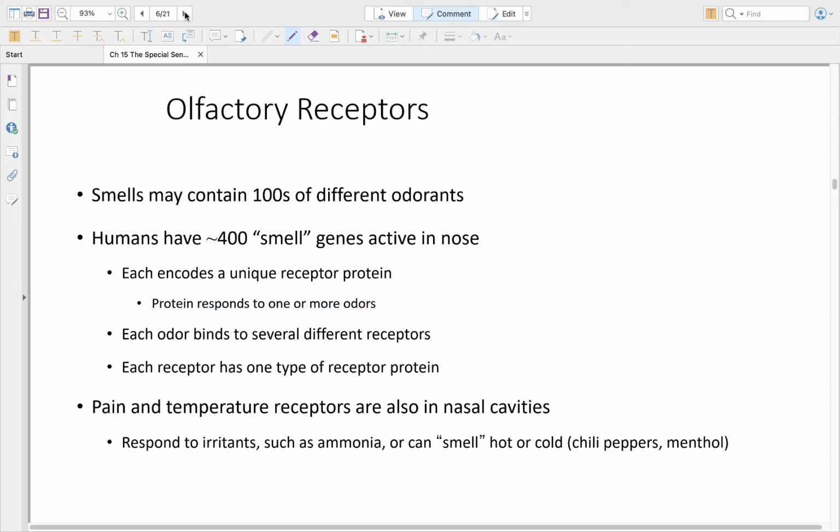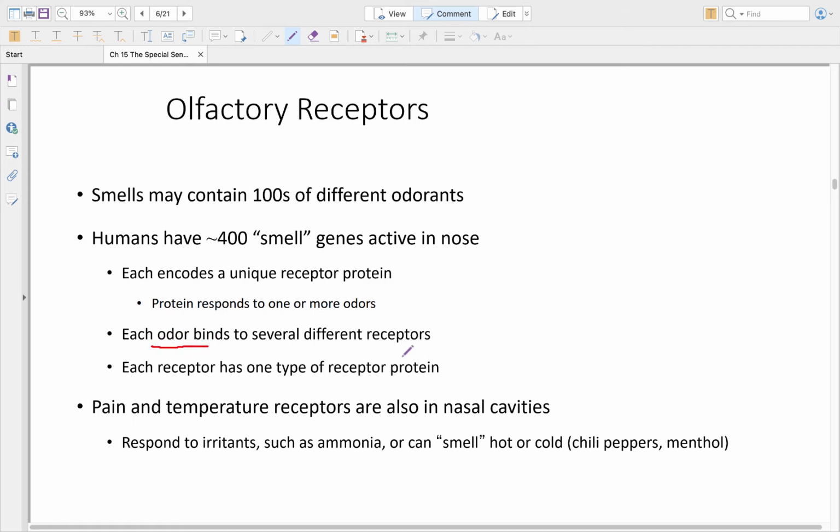So let's talk a little bit more about these receptors. Now, the smells that we come across can contain hundreds of different odors. We have approximately 400 genes that are dedicated to smelling, and each gene encodes for a unique receptor that can respond to one or more odors, which gives us this plethora of abilities. Now, each odor will bind to a different receptor. That's just straight chemistry and biochemistry and cellular biology.